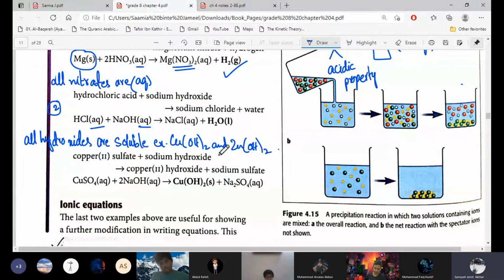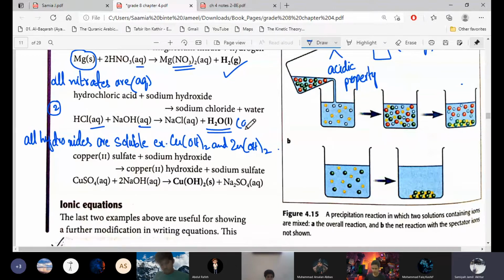Right now I know about only these two, copper hydroxide and zinc hydroxide. They are insoluble in water, so they are in the solid form. Except these two, all the hydroxides are soluble. So if any hydroxide comes, you will write aqueous with it, except these two. Then NaCl, again NaCl is aqueous, and water is in the liquid form.